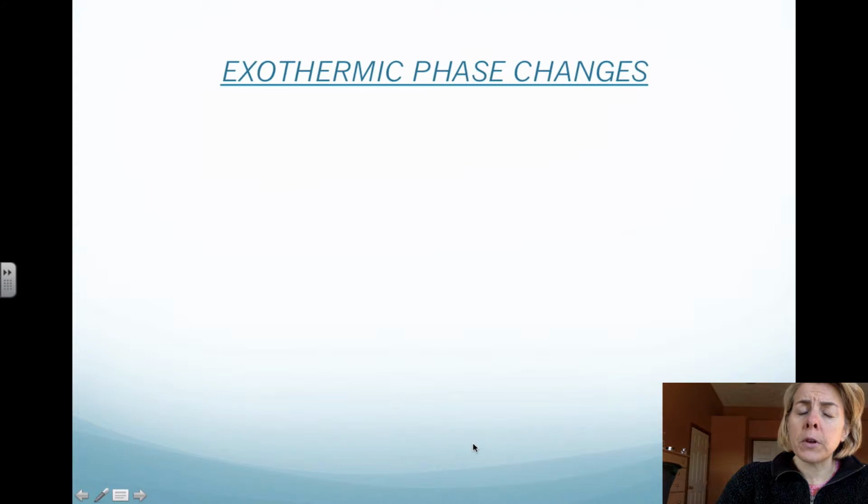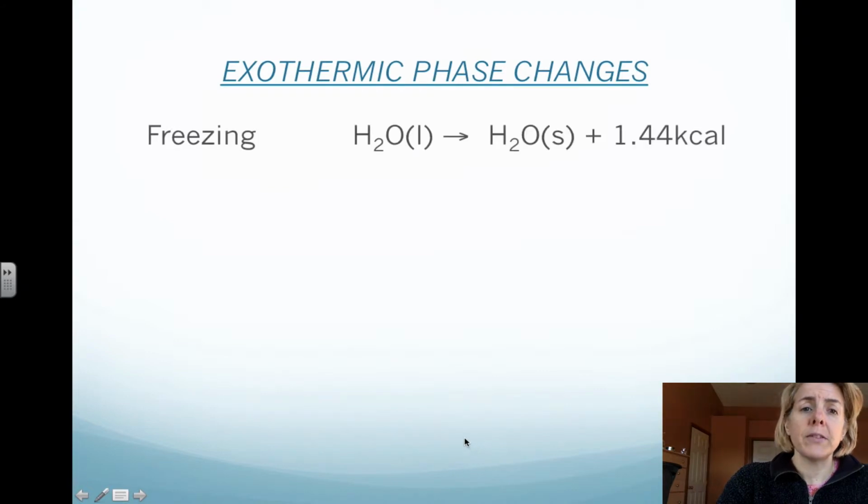Okay, with exothermic changes, freezing. Freezing, you actually release heat by going from a liquid to a solid. Bet you didn't know that. And that's the reason why refrigerators have to have a heat exchanger that removes the heat from the freezer, otherwise everything will melt.